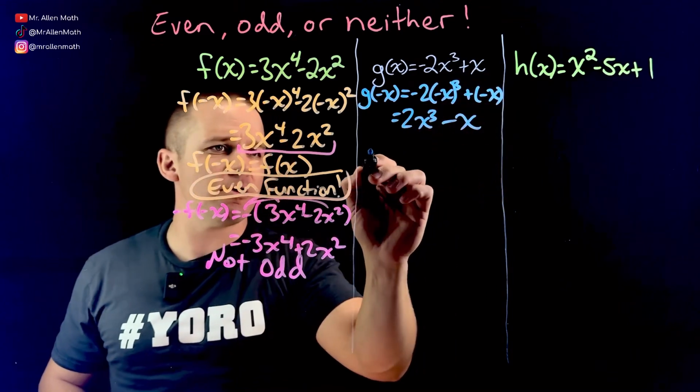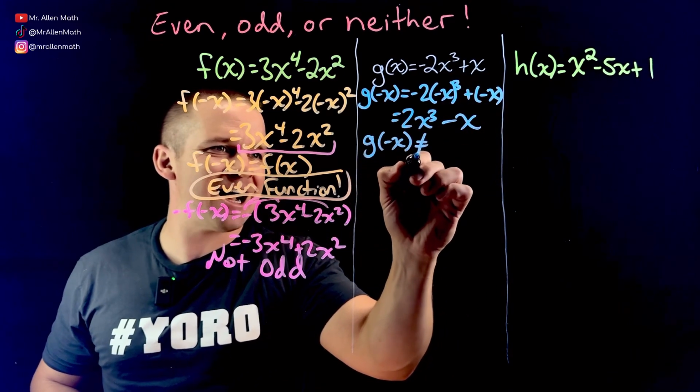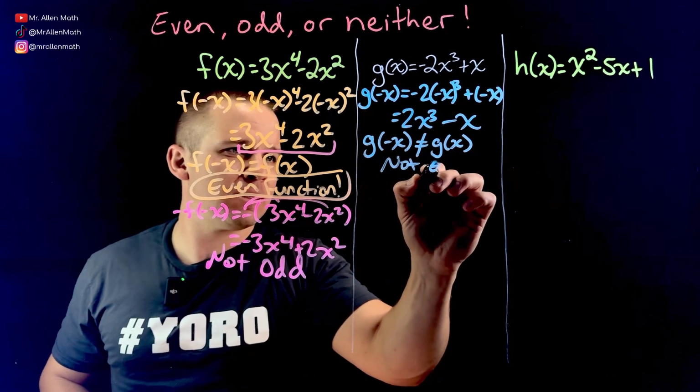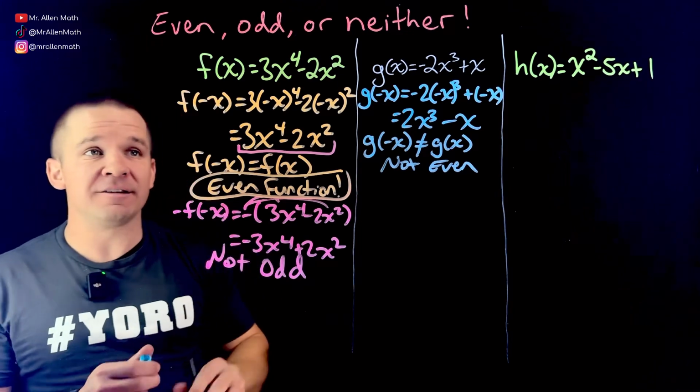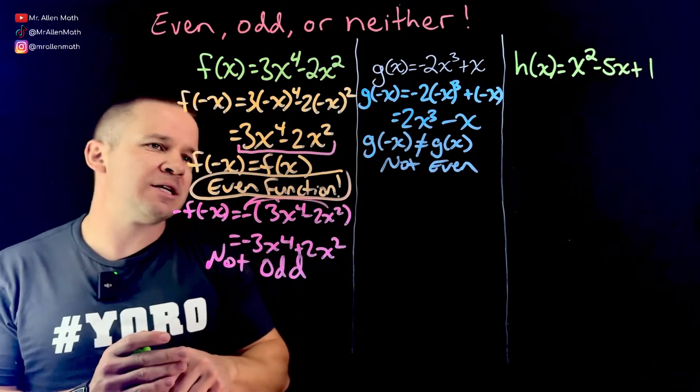Is that the same as my original? No. So since g of negative x is not equal to g of x, it is not even. But is it odd, right? Is it odd? Let's find out, okay? I'll take my green one now. So is it an odd function?